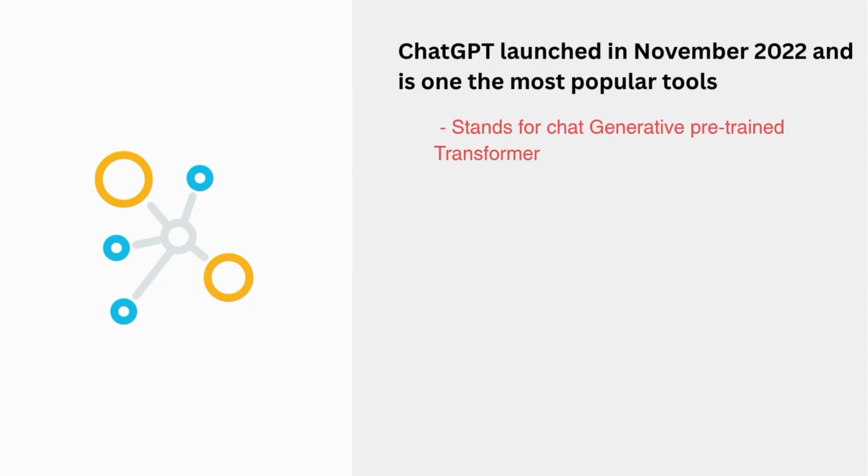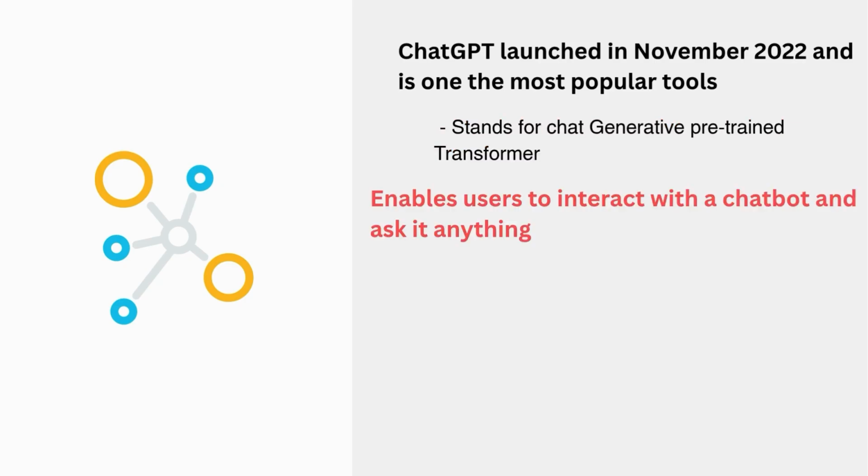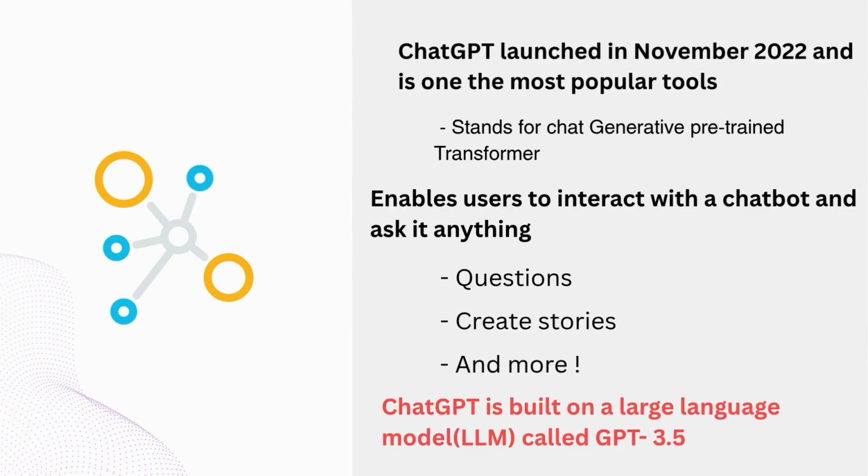ChatGPT stands for Chat Generative Pre-trained Transformer, but most people just call it ChatGPT. It lets users ask questions, write stories, review code, and more. The free version of ChatGPT is based on a powerful model called GPT-3.5, created by a company called OpenAI.